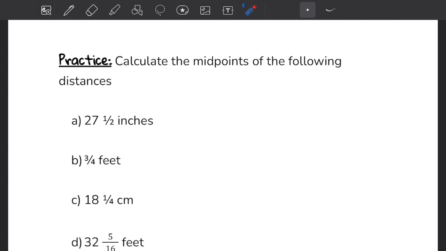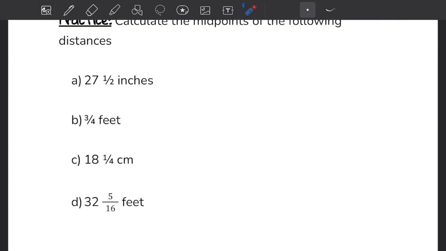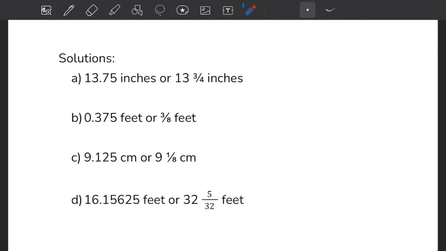Okay, and if you're ready to see the solutions, here they are. I represented the solutions in decimals and fractions depending on which way you preferred answering this. So if you got stuck, if you need more help, please find a teacher first before moving on to the second part of this video.